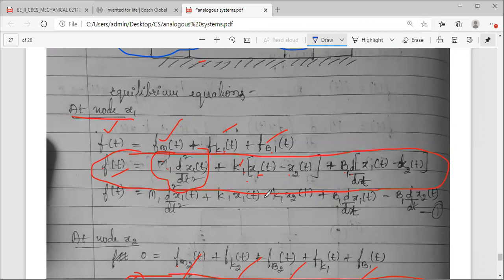In the next class, we will take rotational mechanical system, analogous systems. ये जो हमने किया वो translational है. Next में rotational. So यहाँ पे rotational में force नहीं, torque आएगा. Okay. And displacements के बदले में angular, theta, angular displacements we consider. And we will try to draw the analogous electrical network for that. Any doubts in these? You can ask me.